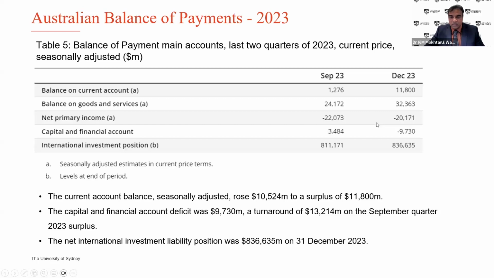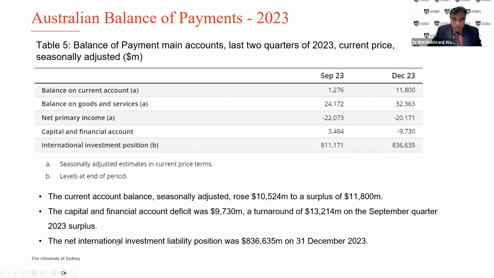Then we have the balance on goods and services, and then we have net primary income. The sum of these 2 would make these balances here, okay? Because these 2 components are part of the current account balance. Then we have the capital and financial account, which is here, right? And we have got 3484 and minus 9730. So of course, the current account surplus or deficit will be offset by the capital and financial account.